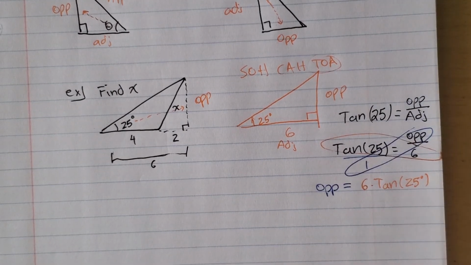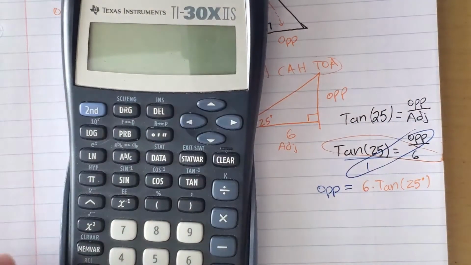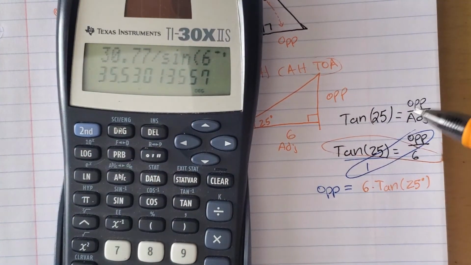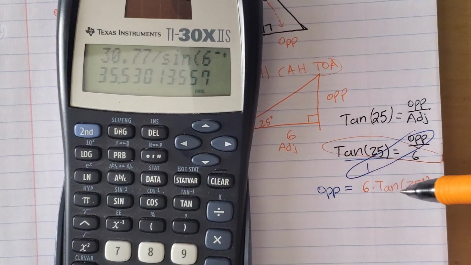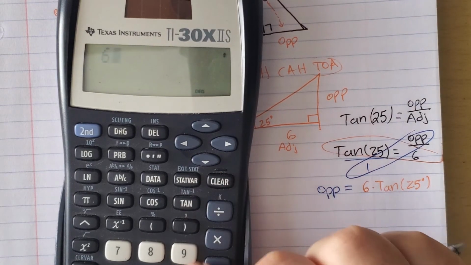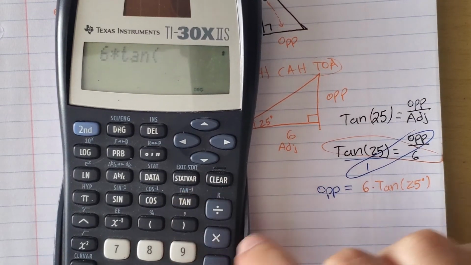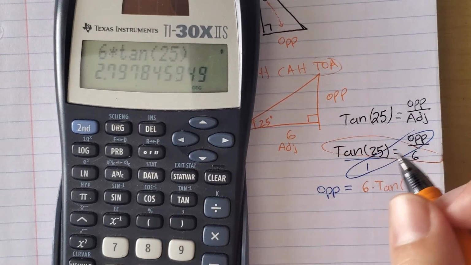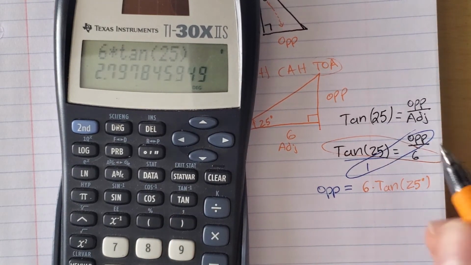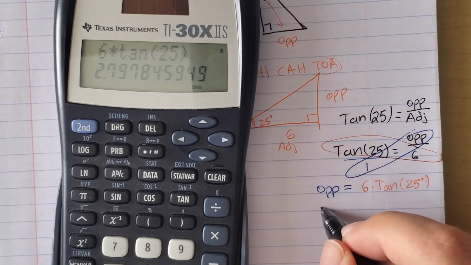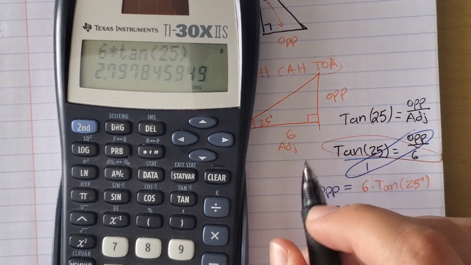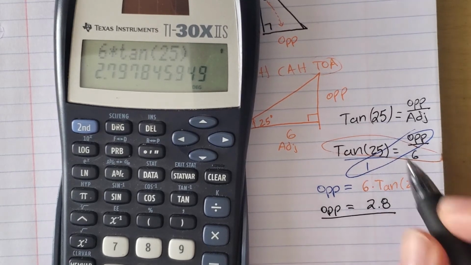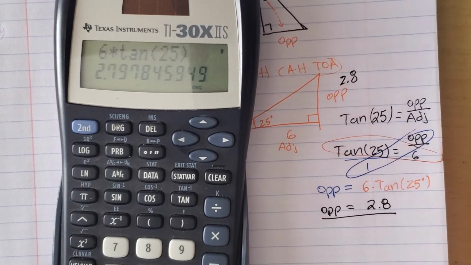Now notice I keep writing this down instead of actually finding the variable, so it's easier to keep track of my accuracy. And then I can just plug this into my calculator. So it's 6 times the tangent of this. So 6 times tangent of, what did I say, 25 degrees. And then it's 2.79. I'm just going to round up and say my opposite is equal to, I'll call it 2.8. It's fine. Okay, so that's this side, 2.8.